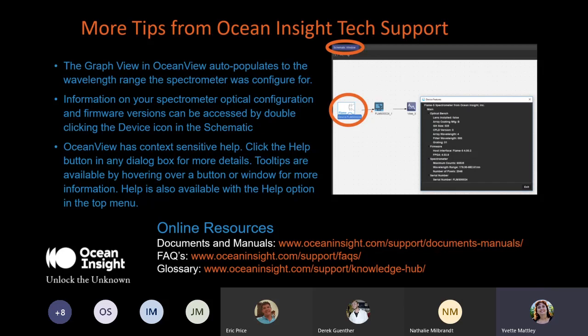I also wanted to give you some links to various resources on our website. The documents and manuals for OceanView and all of our products are found under Support, Documents and Manuals. We have some great frequently asked questions that we've accumulated over the years, so we always recommend having a look there if you've got a question. That's under Support, FAQs. And we have a glossary that we've built up over the years. This is in our Knowledge Hub, which is a great location to go and look for information if you need to know something. This is under Support, Knowledge Hub. So we've got a lot of resources available, and of course, we're here to help you as much as we can.